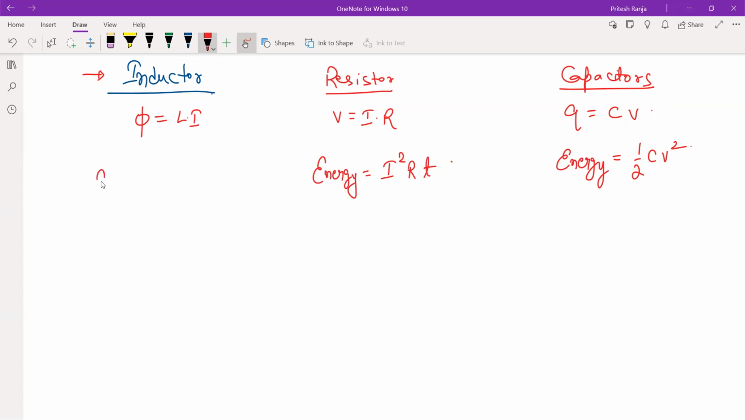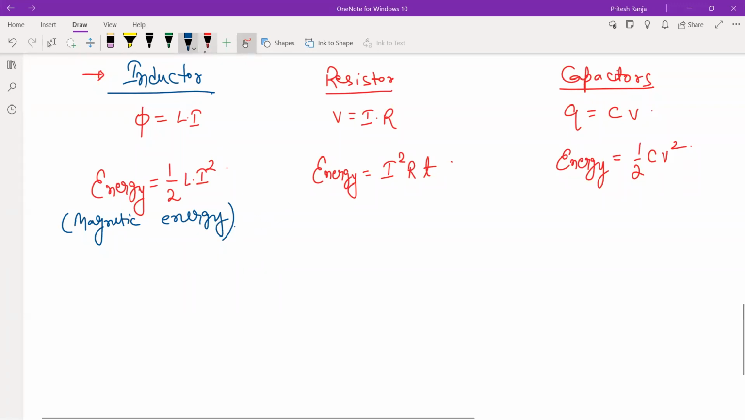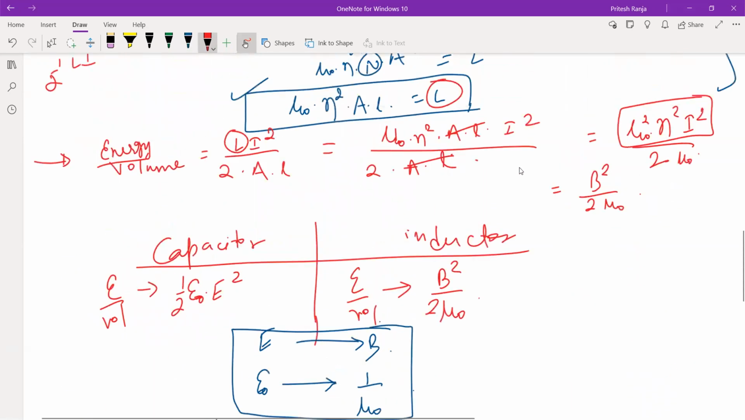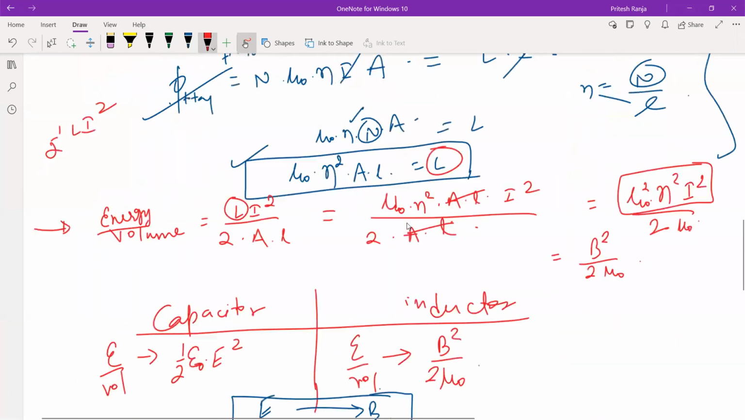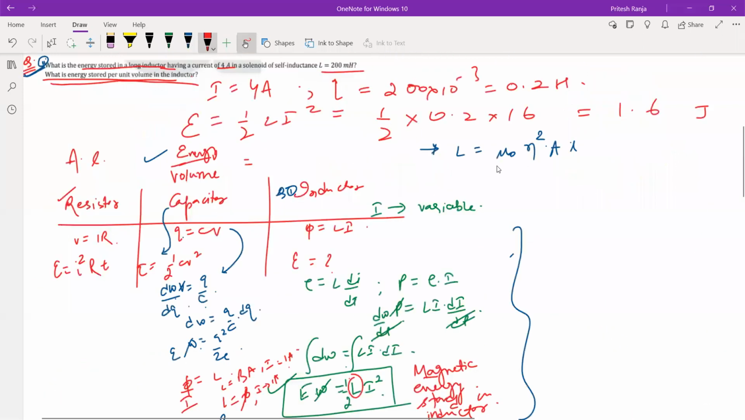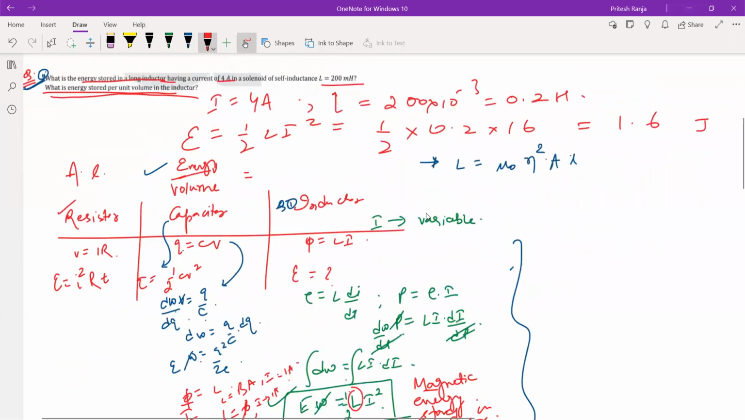Now energy stored in the inductor will be equal to half Li square. This energy which is stored in the inductor is called the magnetic energy. Why it is called magnetic energy, we just now saw, but we will not consider that because we will write it again. So now our purpose will be to prove the magnetic energy stored in the inductor.